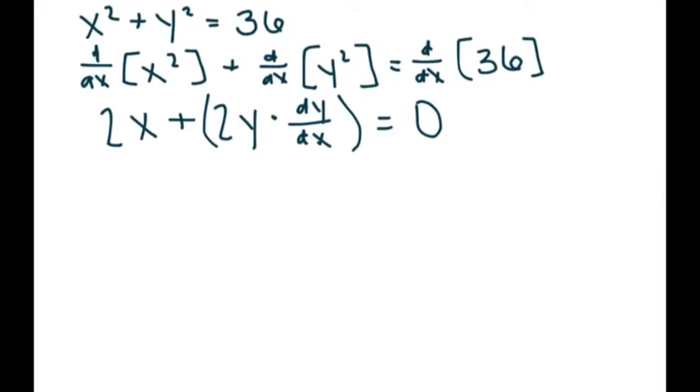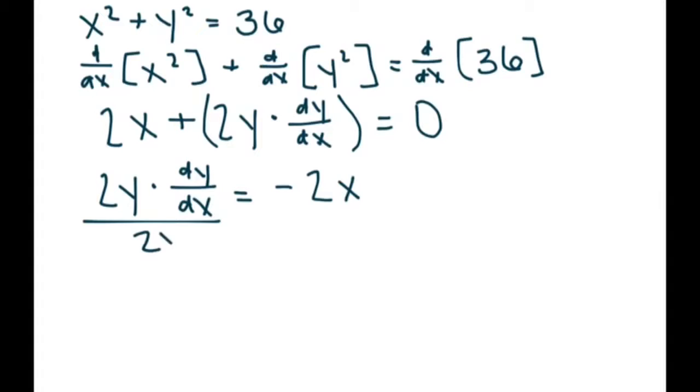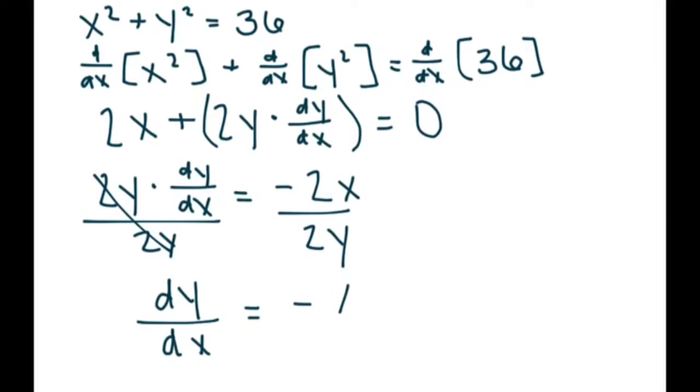And then you subtract over the 2x because you want dy over dx to be by itself. So you have 2y times dy over dx equals negative 2x. And you're going to divide out the 2y and simplify. So the derivative would be negative x over y.